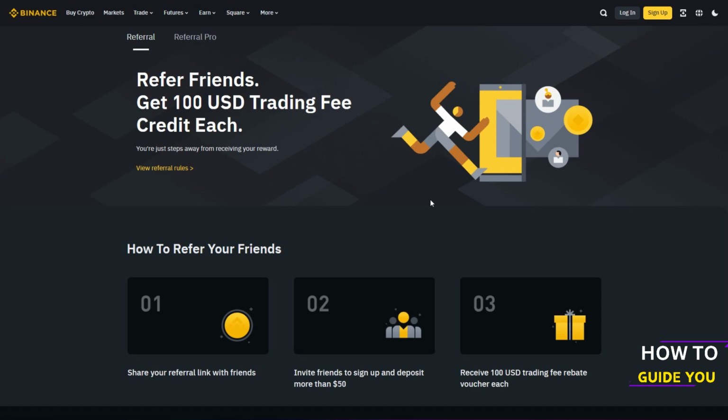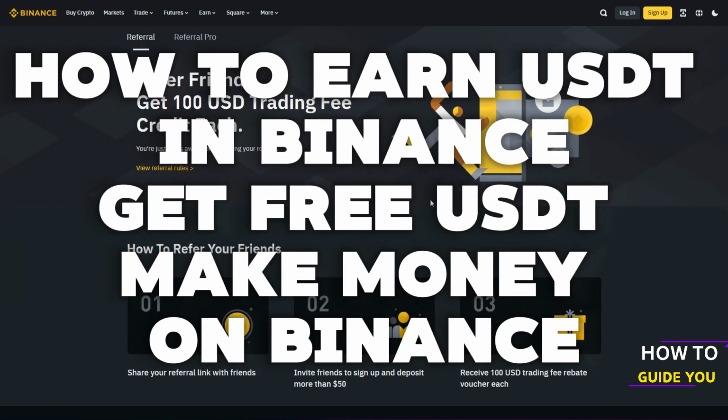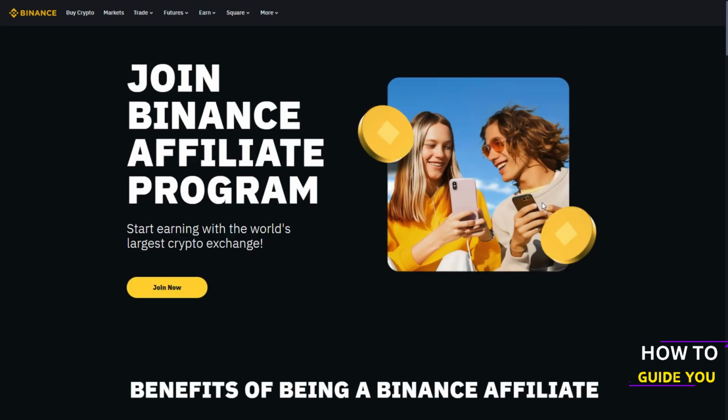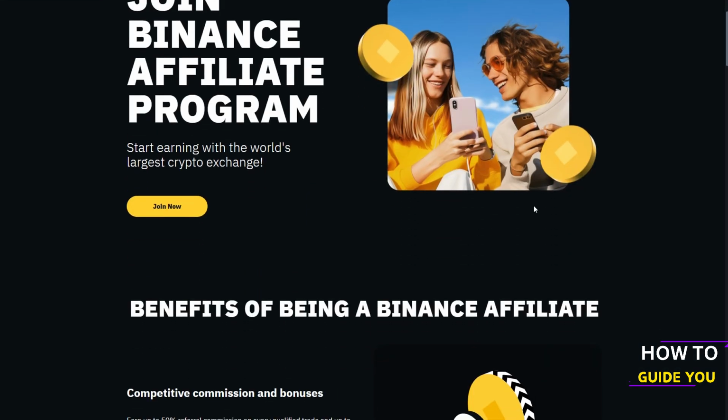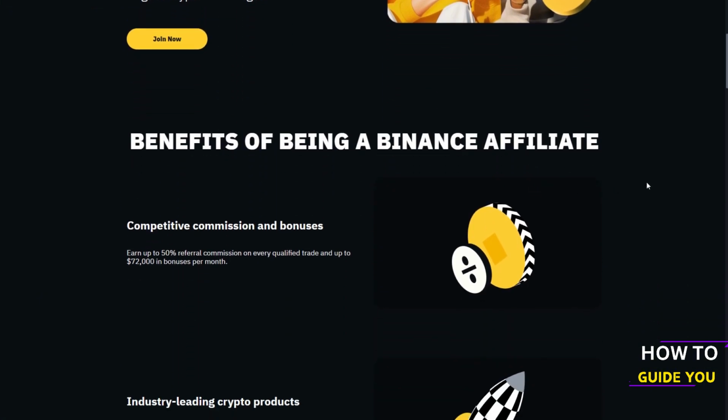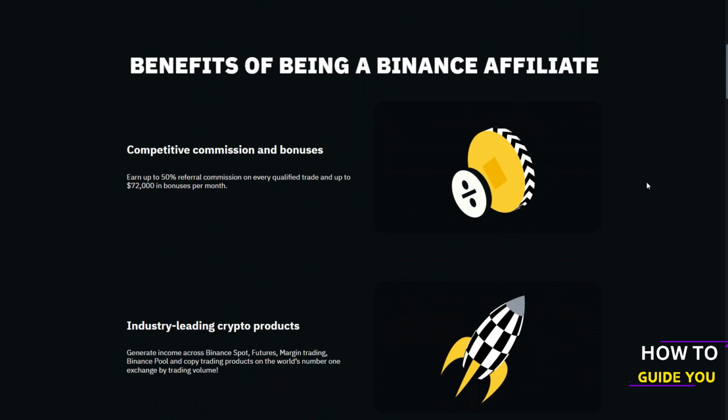The topic of today's video is how to earn USDT in Binance or get free USDT or make money on Binance. So we're going to get right into it. Binance has earn programs like its flexible savings. You deposit your USDT into Binance's flexible savings account and you earn daily interest. This option allows you to withdraw your funds at any time without penalties.